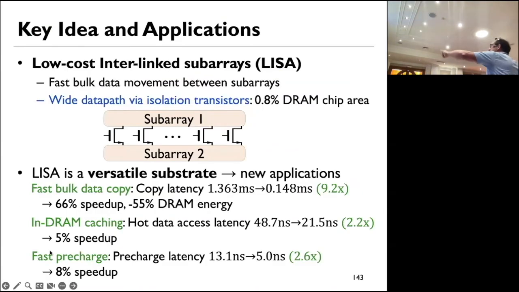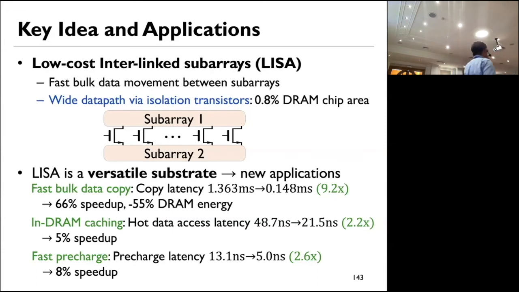Oh, okay. Basically, between 2 and 3, you have another set of isolation transistors. And we also have express paths between subarray 1 and 3. So you can enable 2 isolation transistors at once. But in DRAM, you may have 128 subarrays. If you want to copy from 1 to the 128th one, you may need to take multiple hops. Yeah, that's a very good question.